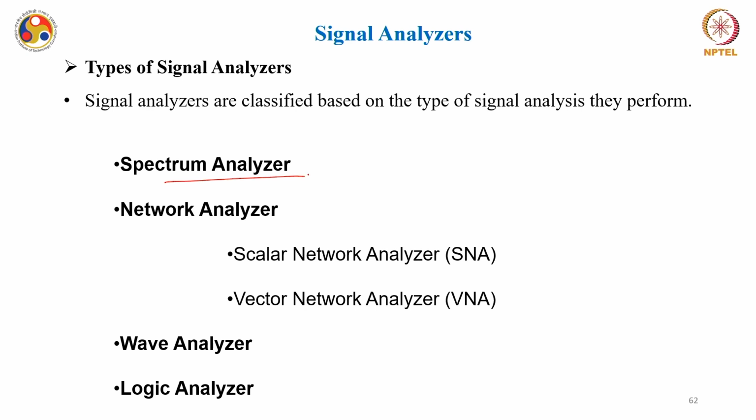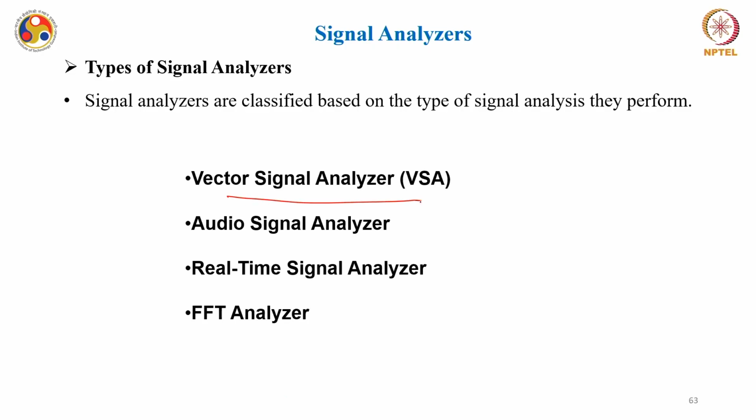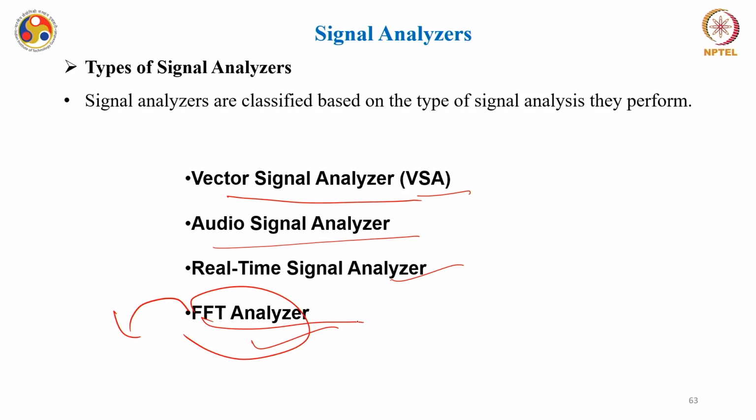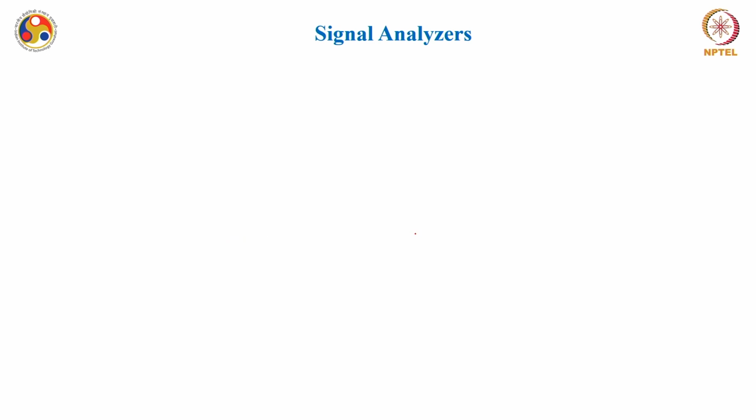Signal analyzers are classified based on the type of signal analysis they perform. We can have a spectrum analyzer, and we have a network analyzer. Network analyzers are again of two types, scalar network analyzer and vector network analyzer. We have wave analyzers, logic analyzers, vector signal analyzers (VSA), audio signal analyzers, real-time signal analyzers, and FFT analyzers. Sometimes FFT analysis is combined with some other kind of analyzer, but we also have separate FFT analyzers. We also have dynamic signal analyzers, modulation analyzers and so on.